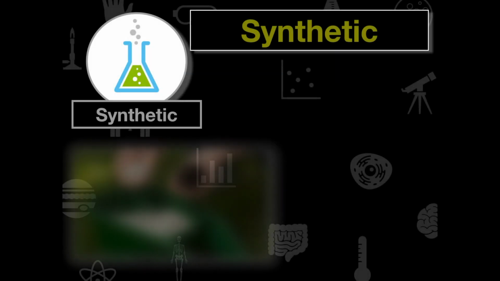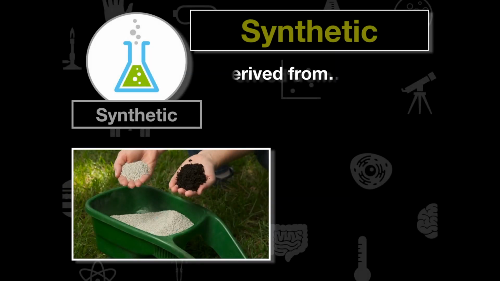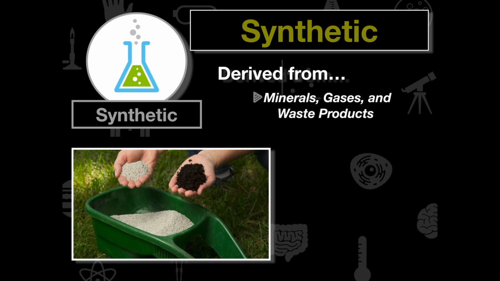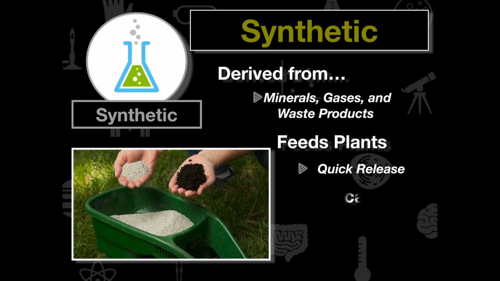Now, synthetic fertilizer is going to be different. Synthetic fertilizer is going to be derived from minerals, gases, and waste products. It's generally developed in a lab and then produced in a factory. Now, they are going to feed the plants very rapidly. And as a result, they're going to need to be applied much more often.